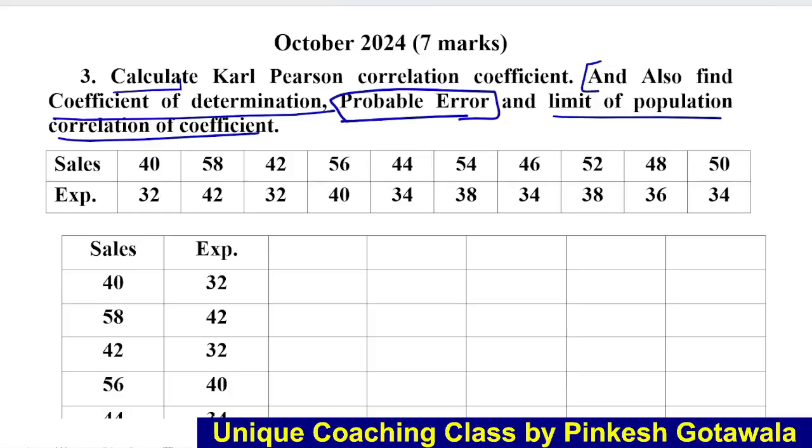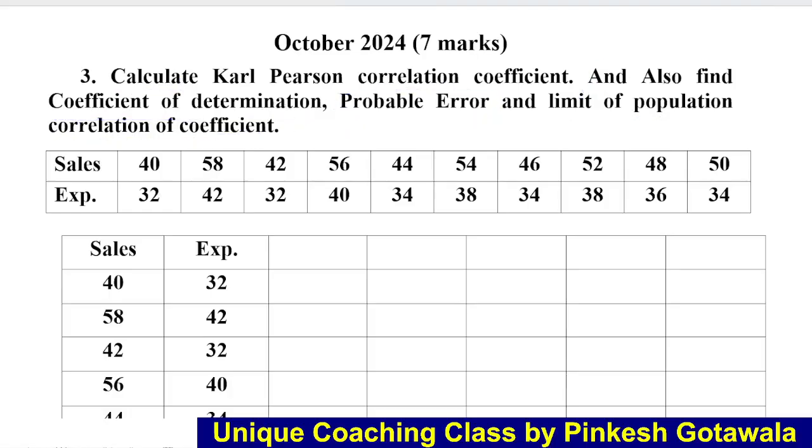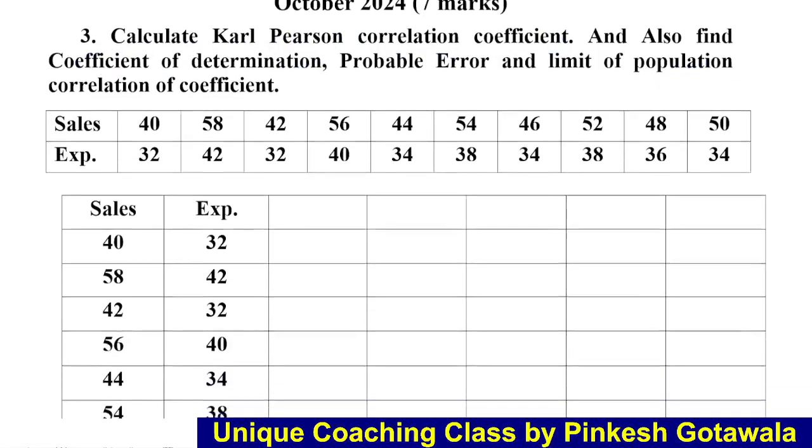So let's see how to find that. First of all, let's find out this correlation coefficient and determination. Then we are going to understand how to find this and what it is, means what is probable error and what is the limit of population correlation coefficient. So let's start. Let's find out correlation coefficient.